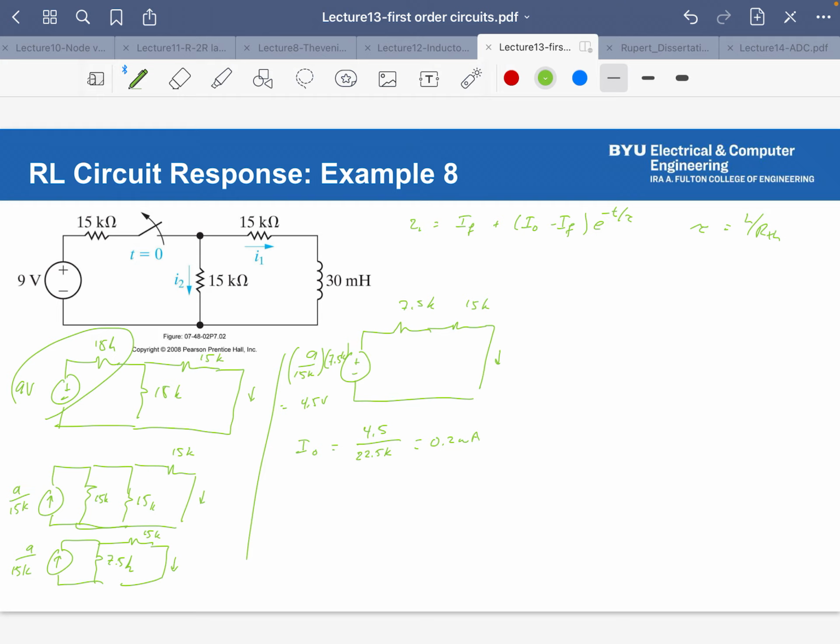Now to find the final current, we open this switch, and then the current will all flow and drain out of those resistors. So in the end, I final is equal to 0. And to find the Thevenin equivalent, we open this up at the end, and the Thevenin equivalent looking in is going to be 30K. So that implies that tau is going to be 30 millihenries divided by 30K ohms.